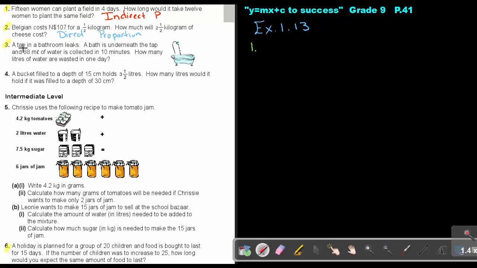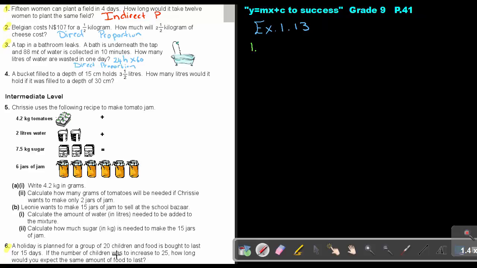Okay. The next one, a tap in a bathroom leaks. A bath is underneath the tap and 88 milliliters of water is collected in 10 minutes. How many liters of water are wasted in 1 day? Now remember, a day has 24 hours, and if I want to take it to minutes, I have to multiply it by 60. So what is happening to the time? The time increases, but it's leaking at a constant rate, so the bath will just become fuller and fuller. So the time increases, the amount of water increases, and if both increase, then it is definitely direct proportion.